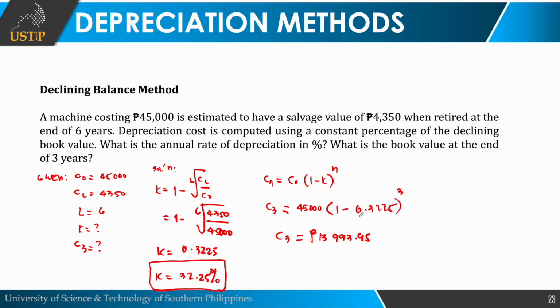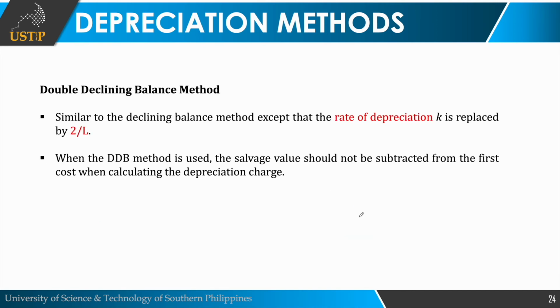Okay, so that's it for the declining balance. Let's go to the double declining balance. This is the fourth depreciation method, class. It is similar to the declining balance method, except that the rate of depreciation K is replaced by 2 over L, or 2 over the useful life. When the DDB method is used, the salvage value should not be subtracted from the first cost when calculating the depreciation charge.